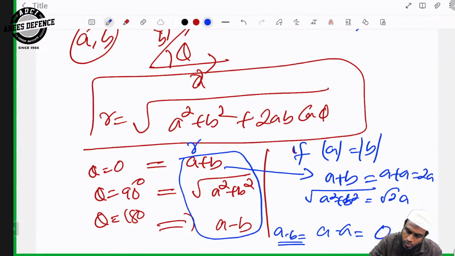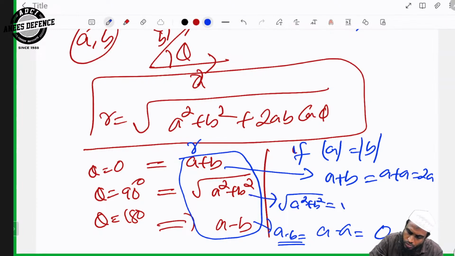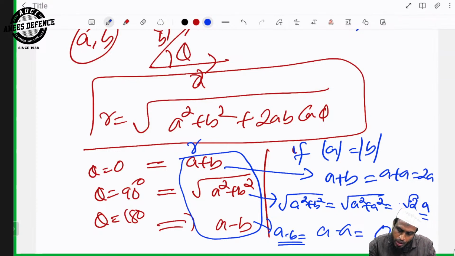Here A square plus B square is equal to root of A square plus A square, equal to root of 2A square. So finally you are getting root 2A. So these are the resultants of two vectors. So A plus B gives 2A, root of A square plus B square gives root 2A, A minus B gives A minus A, 0. So these are the different possibilities. This way you can calculate the resultant of two vectors A and B.